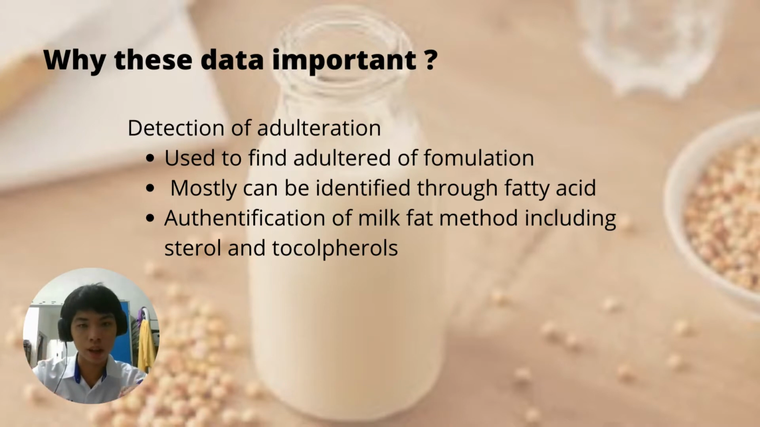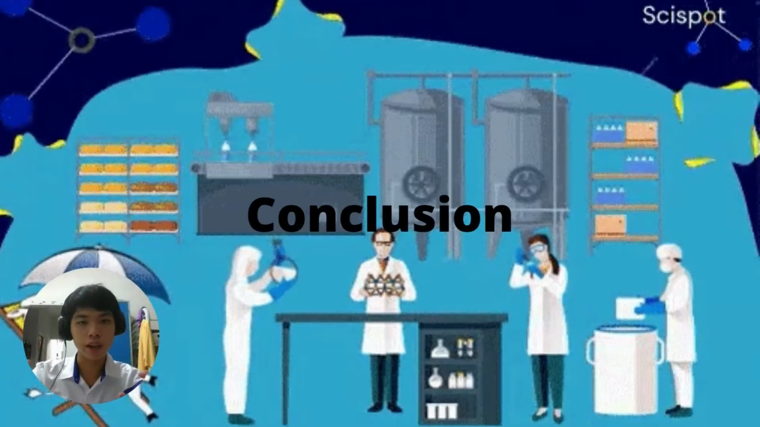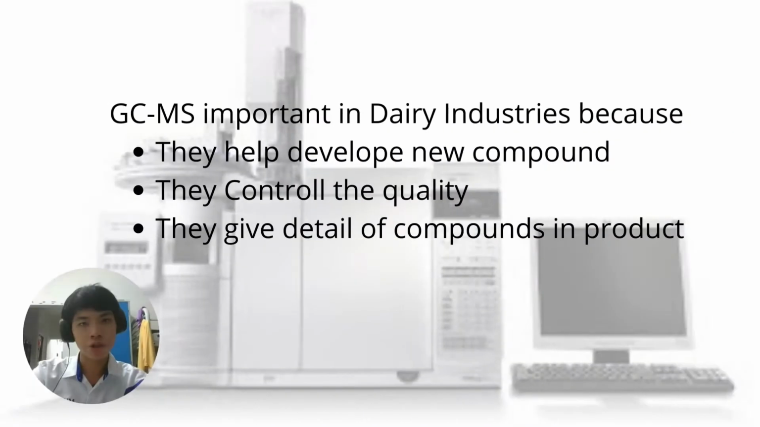But most importantly, in dairy products, the fatty acid represents the quality of the product. So we can identify the fatty acid to know the authenticity of milk fat and the method of processing. Also, the sterol and tocopherol amount in the milk tells us about adulteration. So we jump to the conclusion.